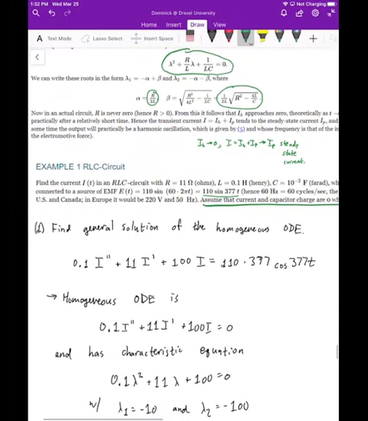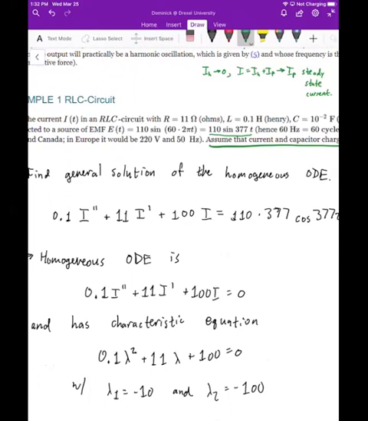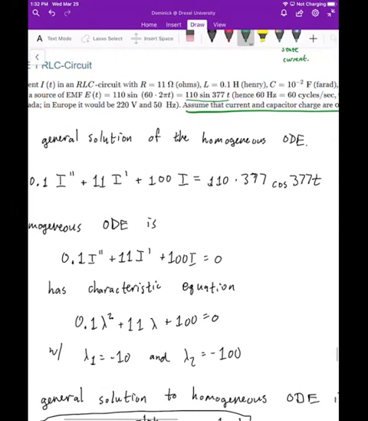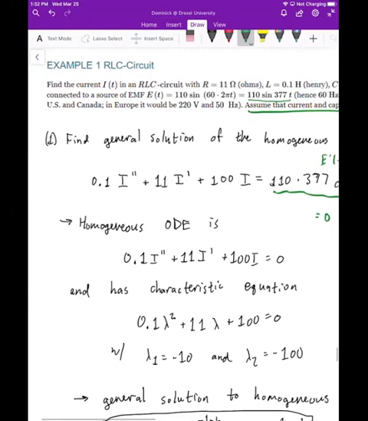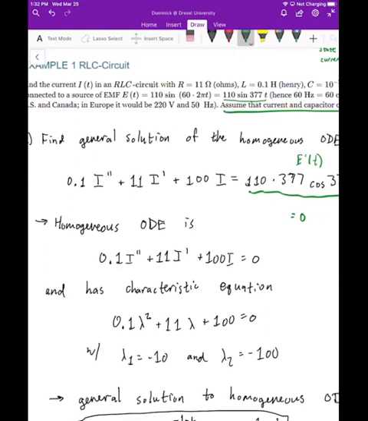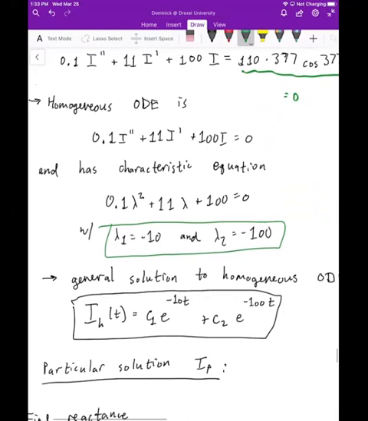Okay, but again, what's the first thing we do? We need to find the general solution of the homogeneous ODE. So the homogeneous ODE will be when our right-hand side is equal to 0. Remember that this is like E prime of t, because we're using the I double prime model. So our homogeneous ODE is, of course, that's now 0, and we get this characteristic equation, and you can find that your two eigenvalues are -10 and -100. So of course your general solution looks something like this.